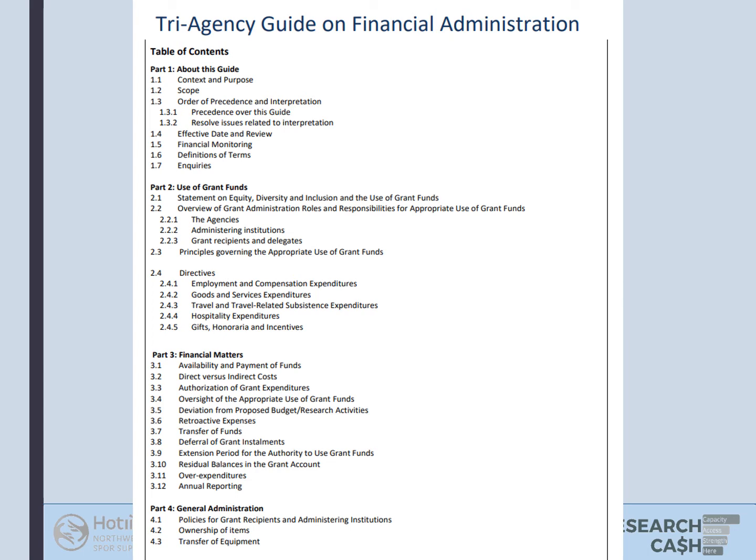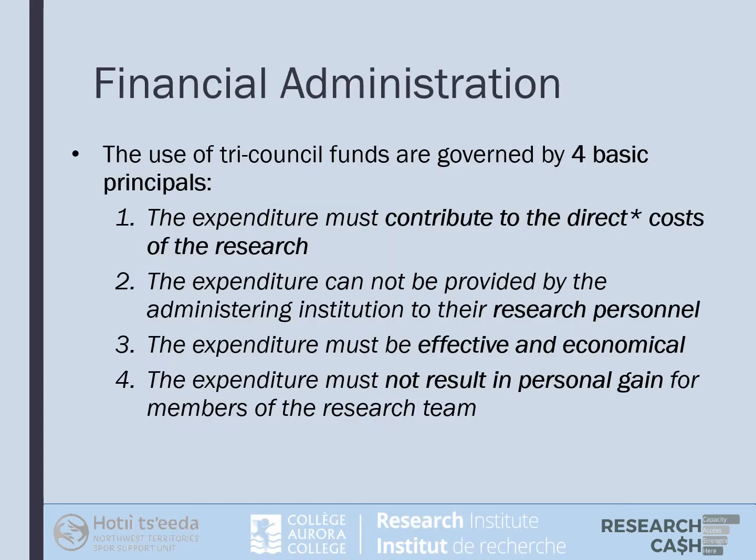And of course, all of the eligible and ineligible expenses and funding policies are outlined in detail in the Tri-Council Guide on Financial Administration. The use of Tri-Council funds are governed by 4 basic principles. The expenditure must contribute to the direct cost of research or research activities for which the funds were awarded.